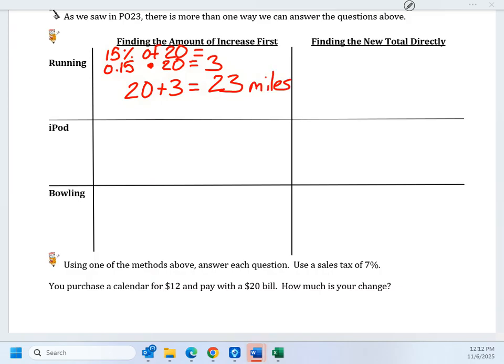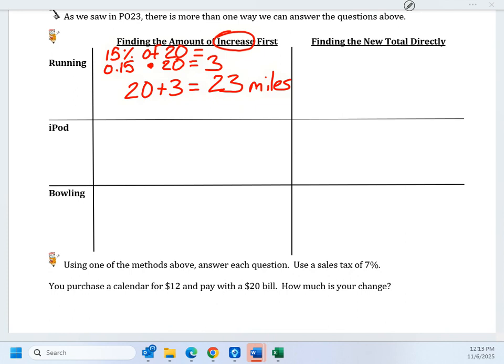Now, with this objective, it's important that we think it through. It is amount of increase. So is our number going to be bigger or smaller than our original number? It's going to be bigger. We are increasing. So if you get an answer that is smaller, you did your math wrong somewhere.